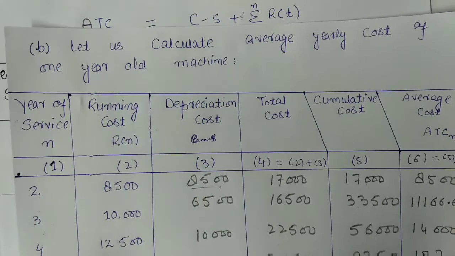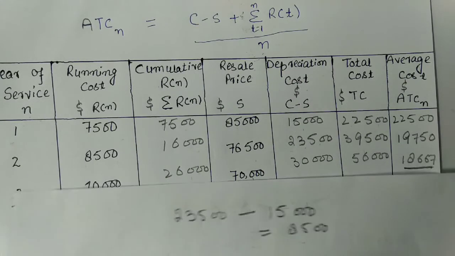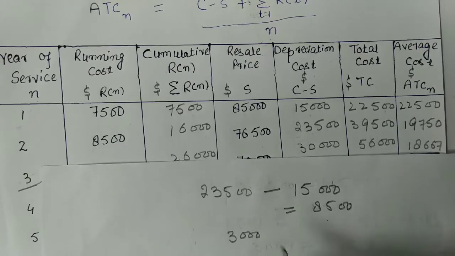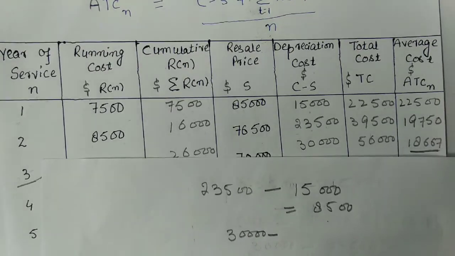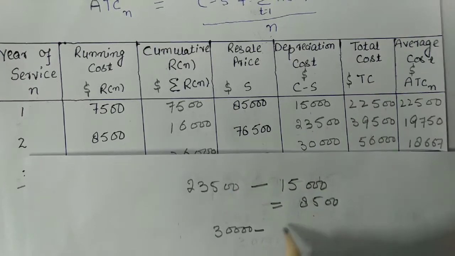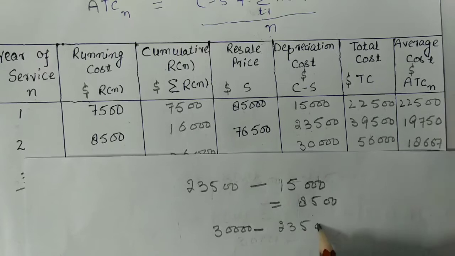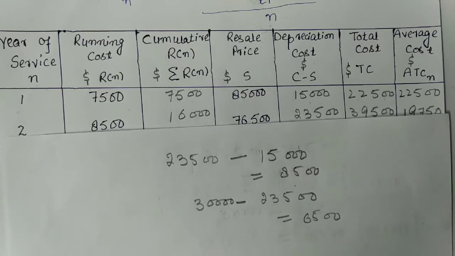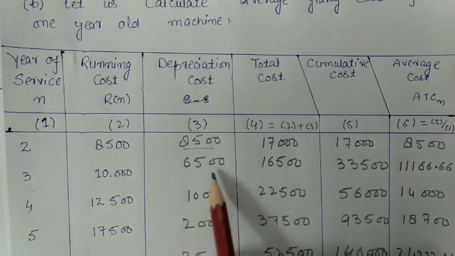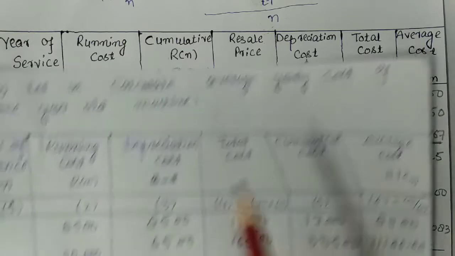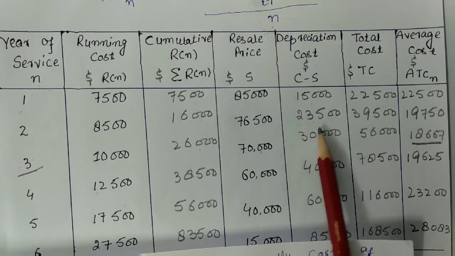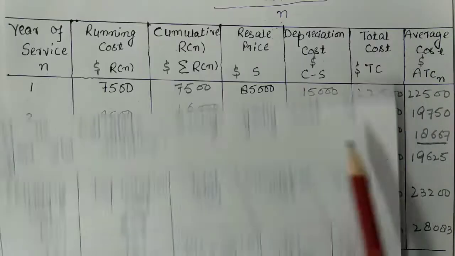Now similarly, for the next year it is 30,000 minus 23,500. Now it will become 6,500. So I have written here 6,500. Similarly, the depreciation cost for the fourth year is 40,000 minus 30,000, so I will get 10,000. Similarly, 60,000 minus 40,000 is 20,000, and so on.